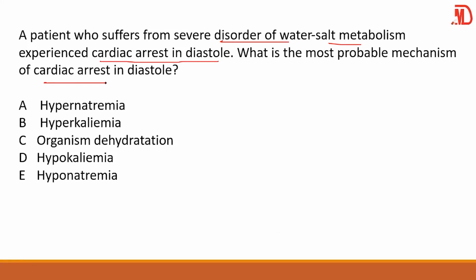So here we are looking at hyperkalemia. Severe hyperkalemia will cause the heart to stop in diastole. And again, there will be a peaked T wave, due to accelerated repolarization of the cardiac muscles. So here we are talking about hyperkalemia. So the answer is B.